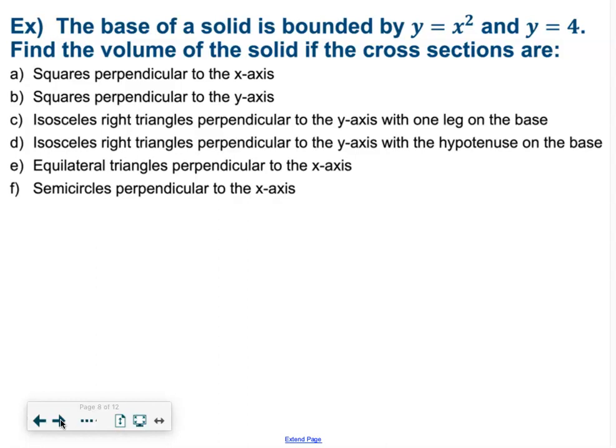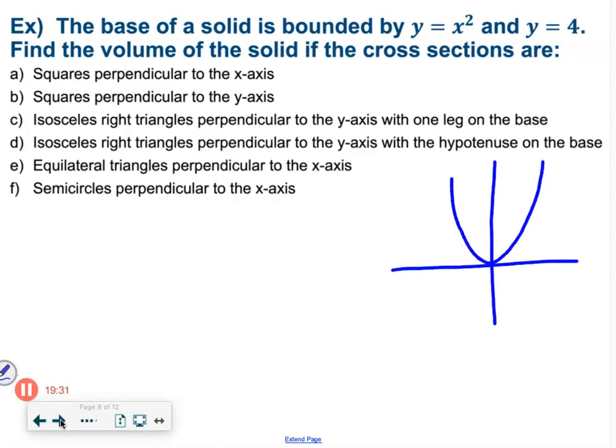Example 1. It's really 1 through 6. So the base of a solid is bounded by y equals x squared and y equals 4. So first thing you want to do is just sketch your base. So y equals x squared and y equals 4.